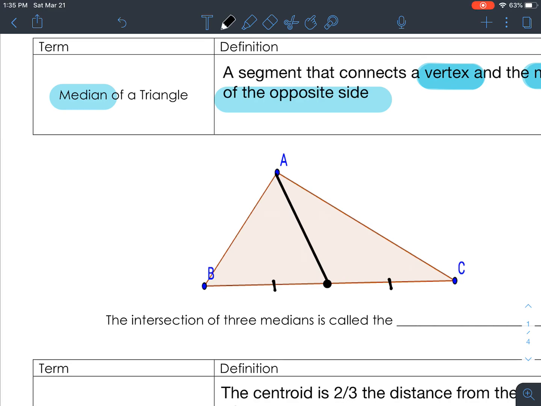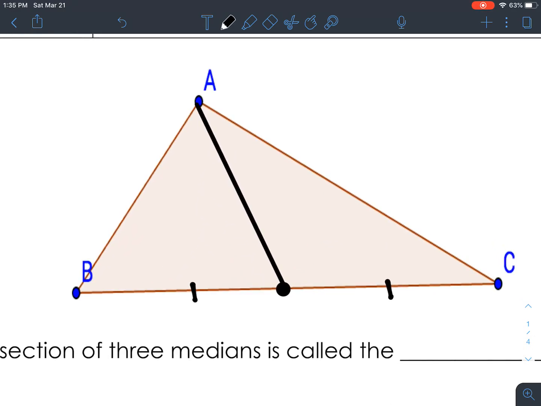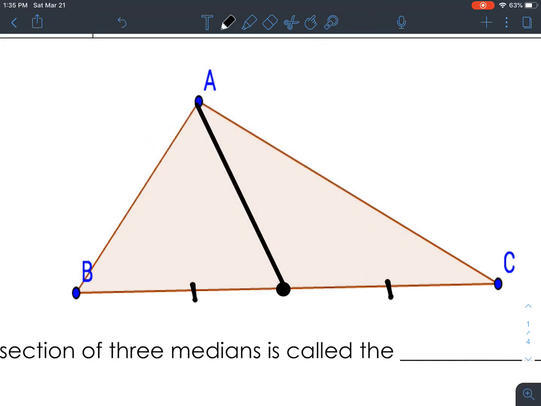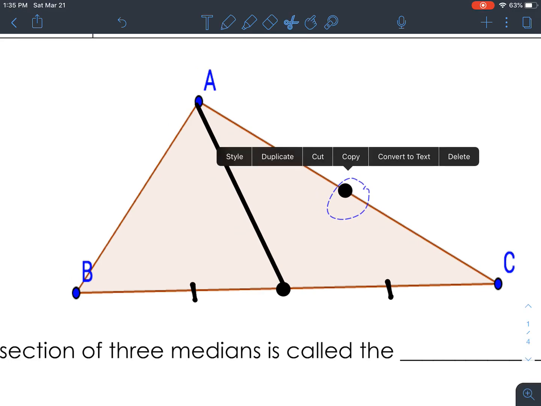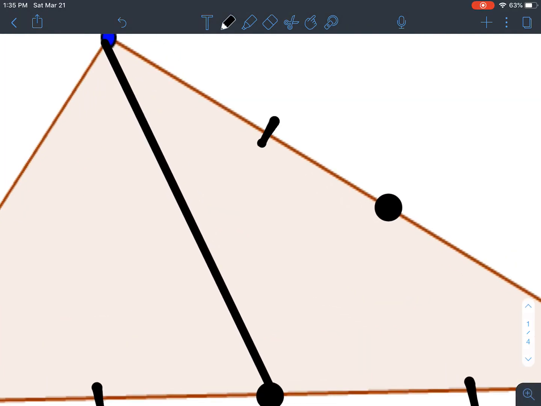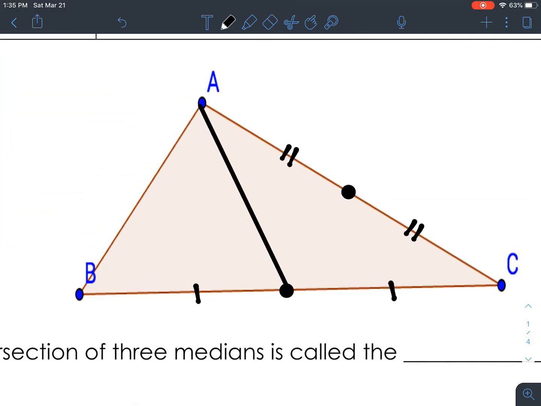Now we're going to do that for all three sides. So I'm going to take vertex B. The side opposite of that is AC, and I'm going to eyeball the midpoint. I'm actually going to move that down a little bit more. It's not super great. I'm going to notate that it's the midpoint, and this time I'm going to put 2 tick marks. And then I'm going to connect B with that midpoint, and that's my other median.